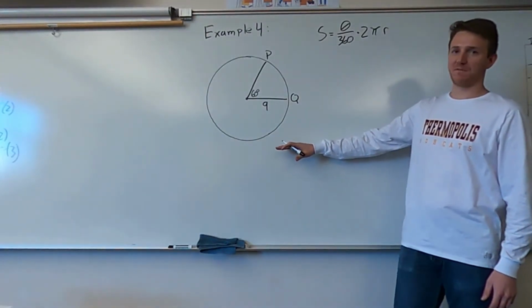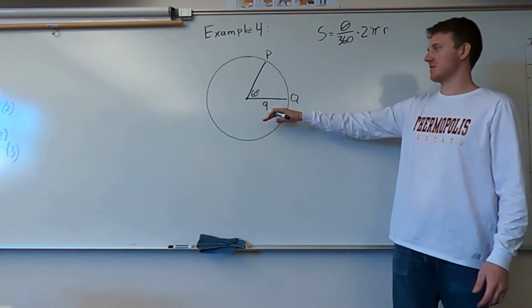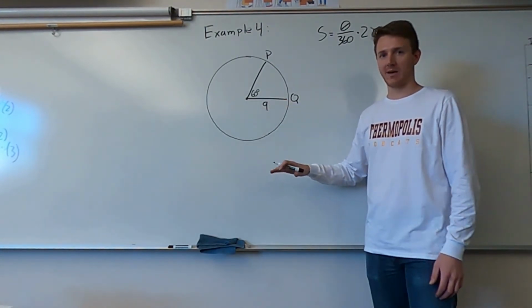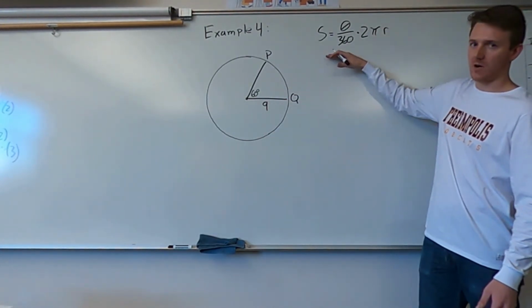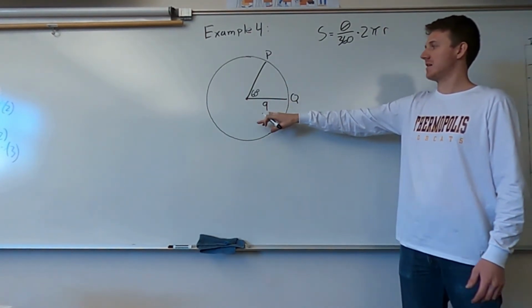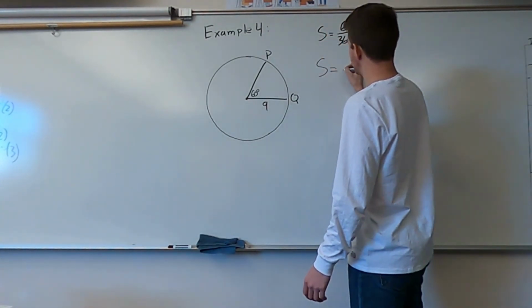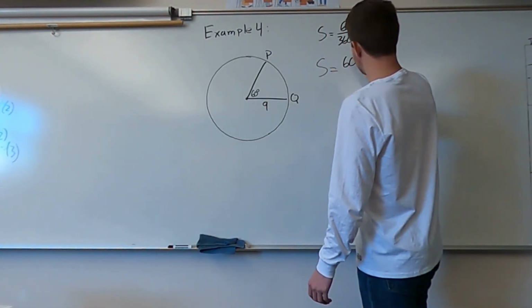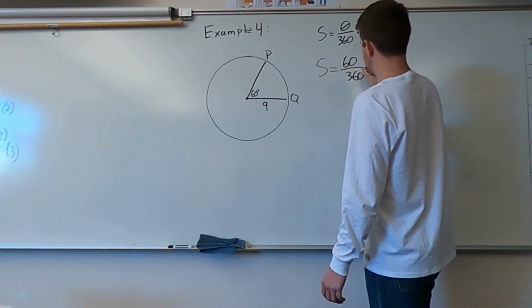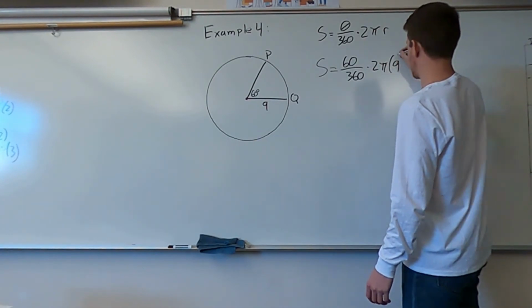All right, in example 4, we are asked to solve for the arc length when we are given the radius and the central angle. So we can use our arc length formula. We can plug in 60 degrees for theta. We can plug in 9 for our radius. So if we do this, we get S is equal to 60 divided by 360 times 2 pi times 9.